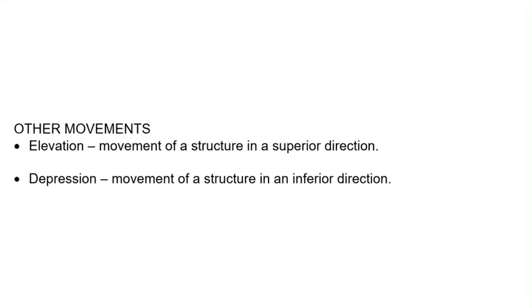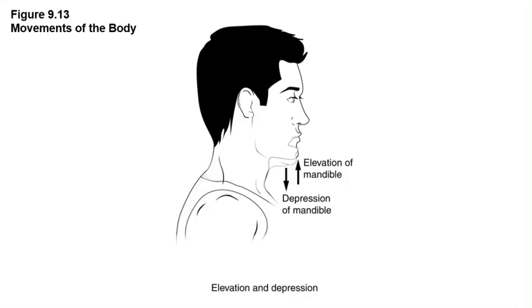So here we will examine some other movements, such as elevation and depression. Elevation is the movement of a structure in a superior direction, while depression is the movement of a structure in an inferior direction. Figure 9.13 demonstrates elevation and depression of the mandible to close or open the lower jaw, respectively. Elevation of the mandible will close the jaw, while depression of the mandible will open the jaw. Elevation and depression can also occur at the scapula of the pectoral girdle as well.